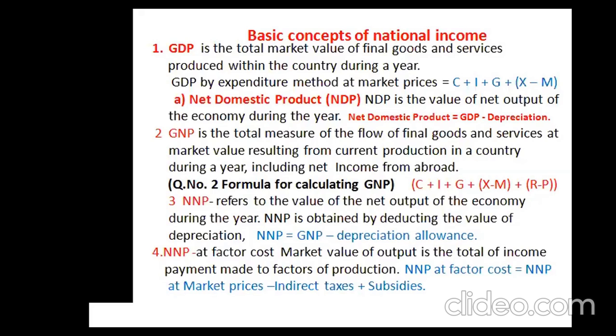Next, we study the NNP at factor cost, that is, payment made to the factors of production. NNP at factor cost: market value of output is the total of income payments made to factors of production. That is, NNP at factor cost is equal to NNP at market prices minus indirect taxes plus subsidy. That means the indirect taxes and subsidies are adjusted from the GNP for getting the NNP.